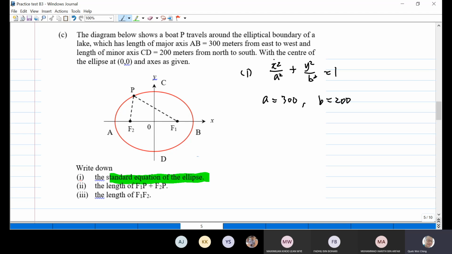So let's check the notes again, right? So if you look at the notes about the conic one, okay, at A and B, so that you make sure that you actually use the correct formula. Okay, the conic.